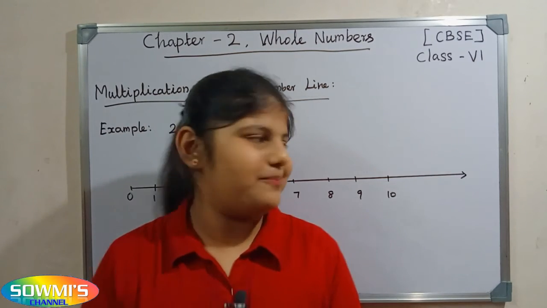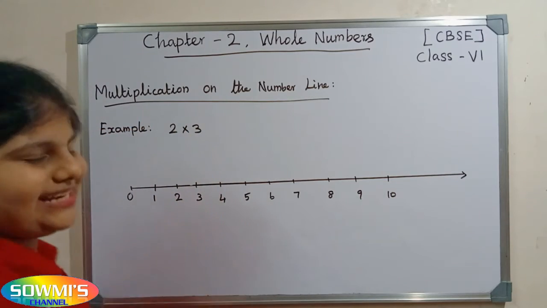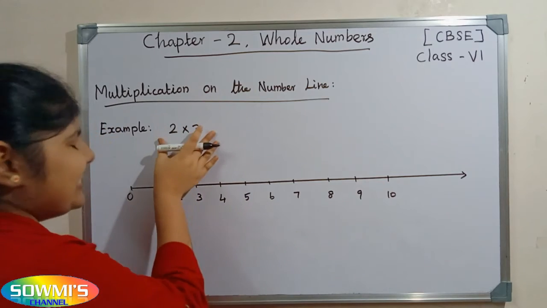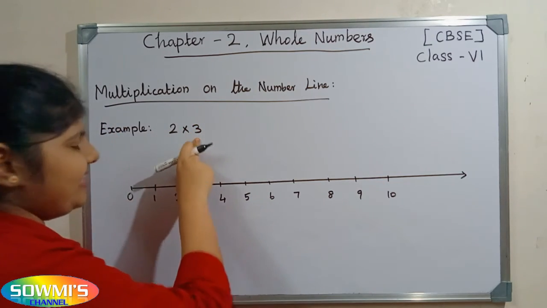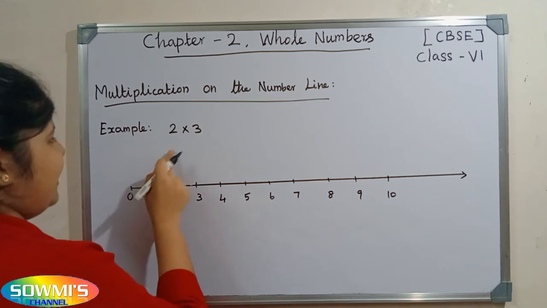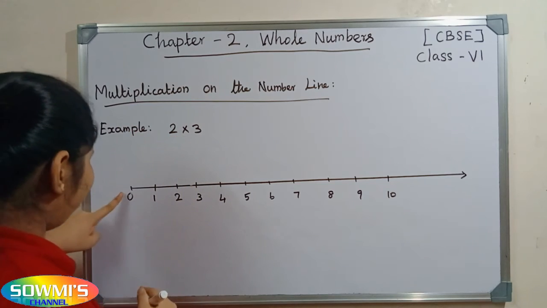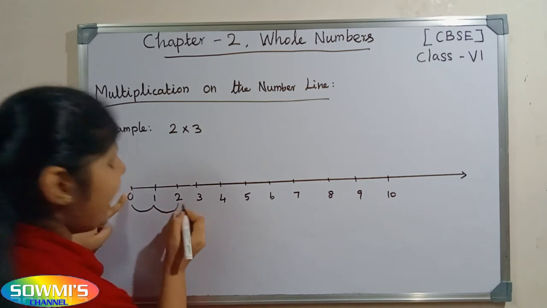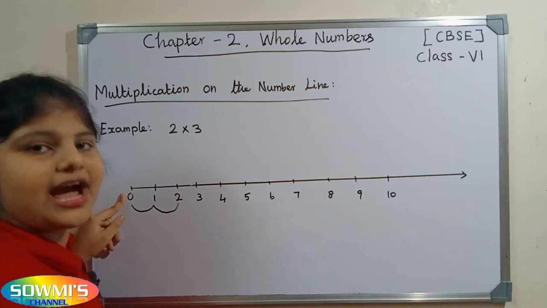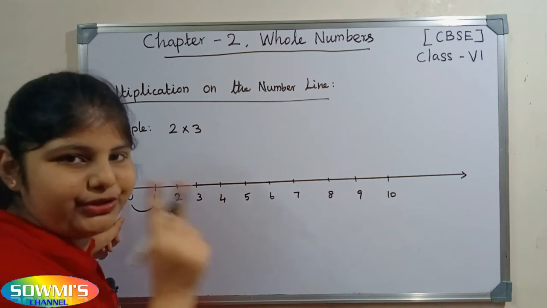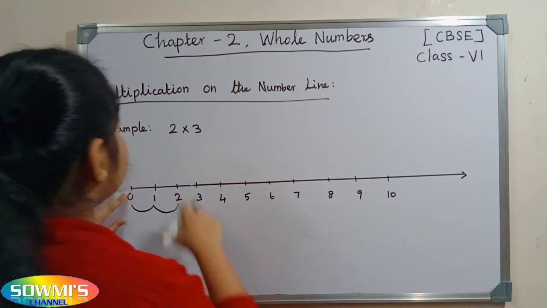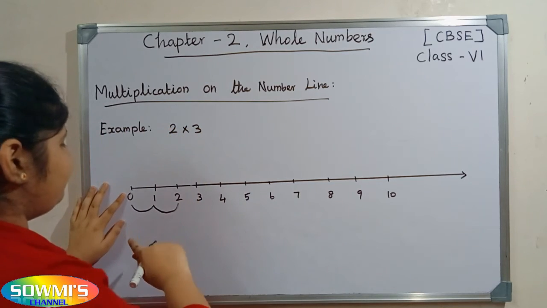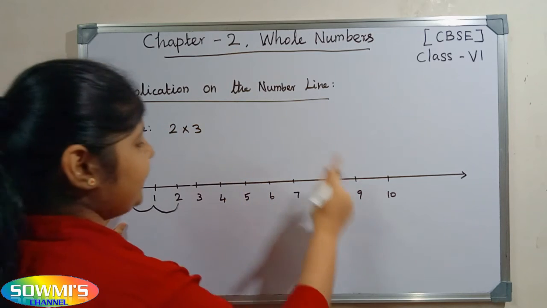Now we will see how to represent multiplication on the number line. First we have to draw the number line like this. So here the given example is 2 multiply 3. So here the first number is 2. So now we have to start from 0, move 2 units at a time to the right. How many units we have to take? 2 units at a time. So now we have to multiply 2 3 times. So now we have to make 3 jumps to the right.